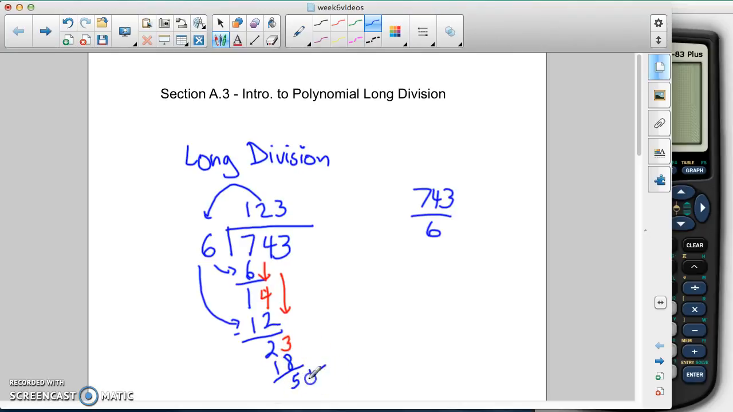So this is our remainder. That's usually written as a fraction here, 5 over 6. We're dividing by 6. So this is 123 and 5/6 as our solution.